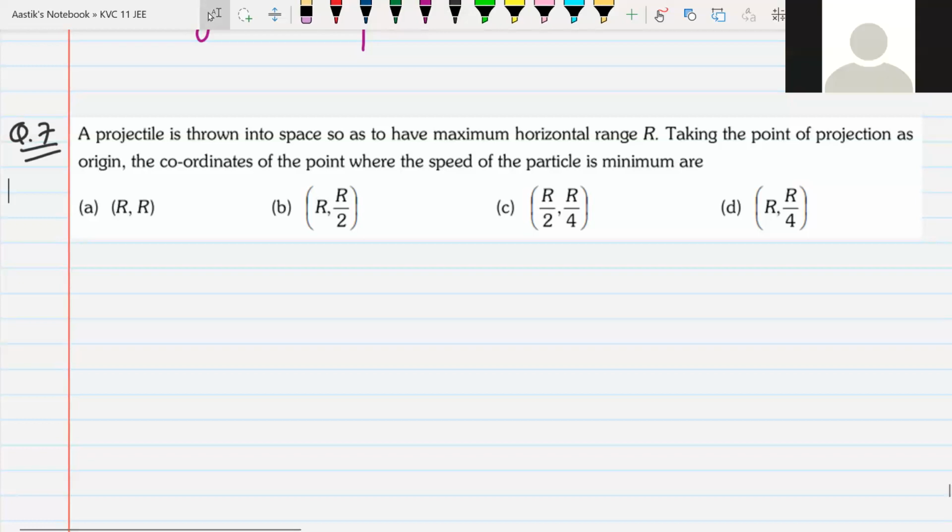A particle is thrown into space so that the maximum horizontal range is r. Take the point of projection as origin. Find the coordinates of the point where the speed of the particle is minimum. So it requires you to understand maximum horizontal range, and where the speed of the particle is minimum. If you understand those two things, the answer is pretty much straightforward. 1 minute, do it fast.